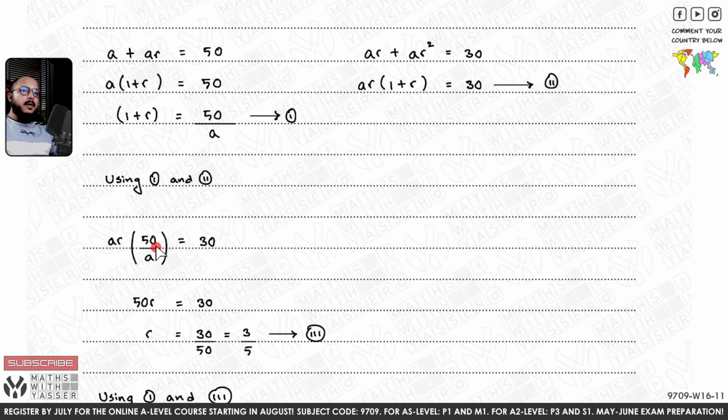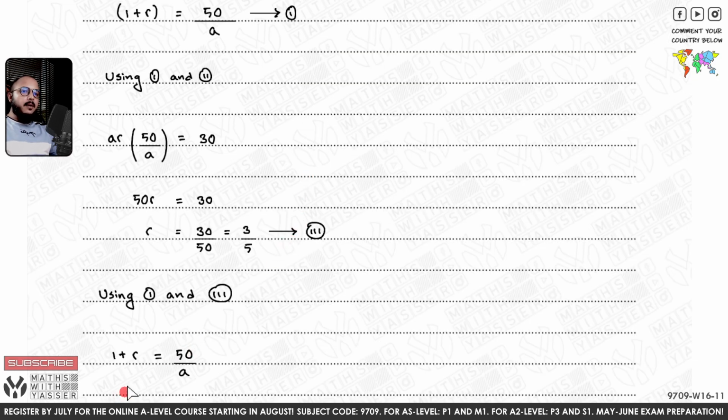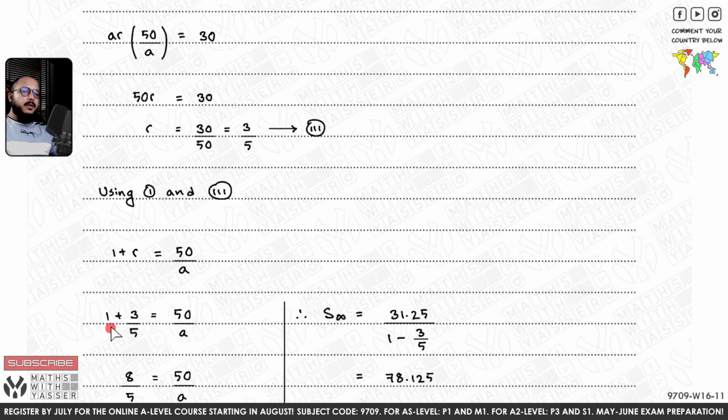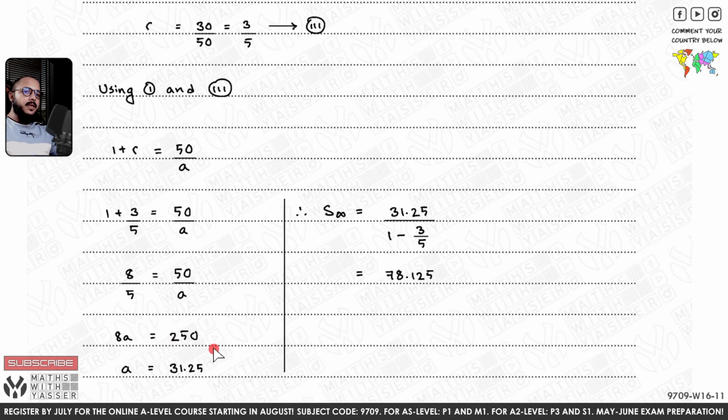So we can say ar times, instead of 1 plus r, we can write 50 over a, is equal to 30. So 50r is equal to 30. Therefore, r must be 30 over 50, which is 3 by 5. Now let's call this equation 3. In order to find the value of a, we can use this in equation 1. So 1 plus r is equal to 50 over a, where r is 3 over 5. So 1 plus 3 over 5 is equal to 50 over a. That means 8 over 5 is equal to 50 over a. So 8a is equal to 250. Therefore, a must be 31.25.